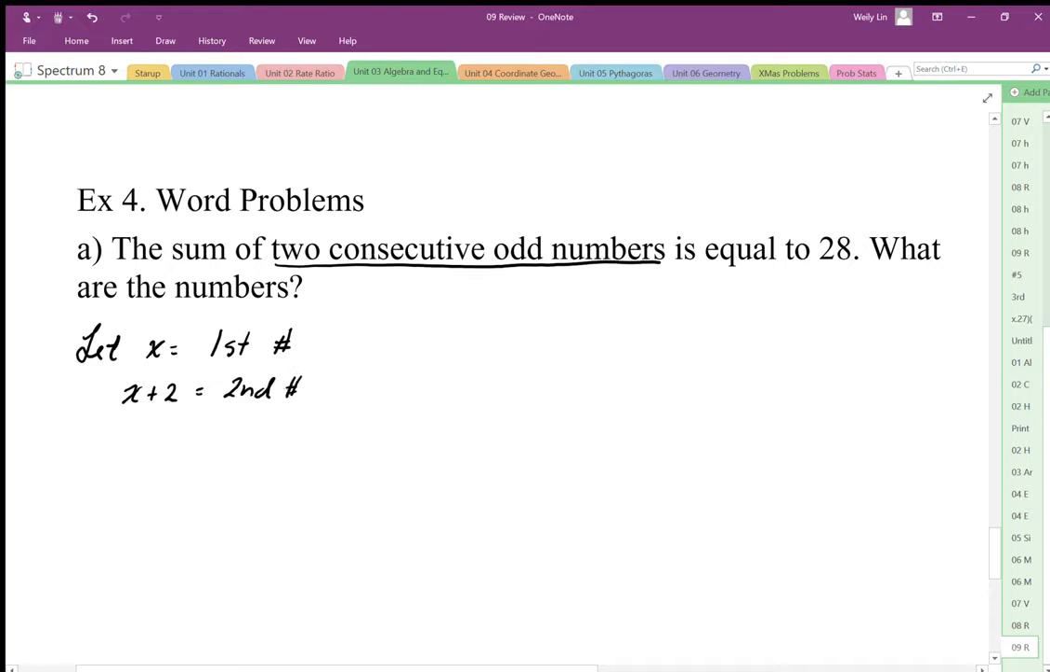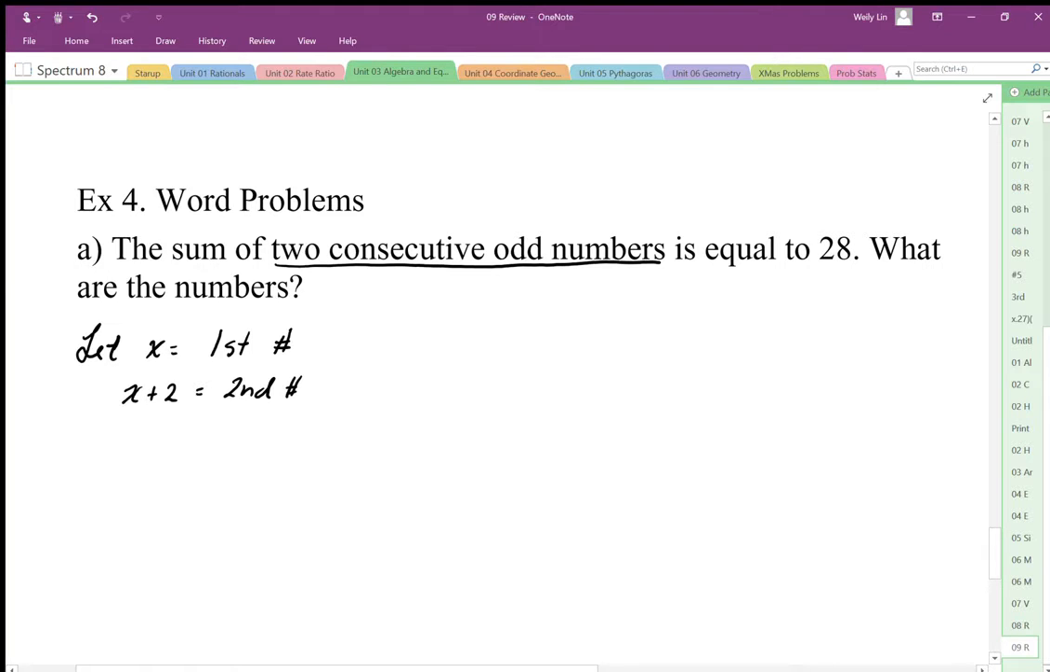Now, this doesn't ensure that this is odd, because this could describe an even number, but this should still solve our problem as long as the problem is still going to give us the proper two odd numbers that equal 28.